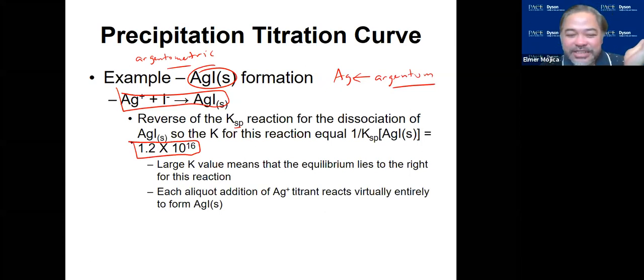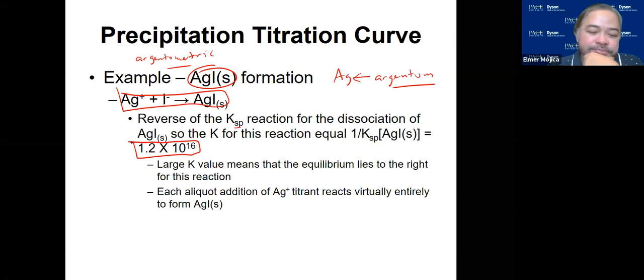It's so large, right? So remember what we said about the K value at the beginning of this chapter. In a titration reaction, you want the K value to be large. A large K value means that the equilibrium lies to the right of the reaction, and each aliquot addition of silver ion titrant reacts virtually entirely to form silver iodide. So whenever you react it, you will see a precipitate form, because the reaction proceeds completely.